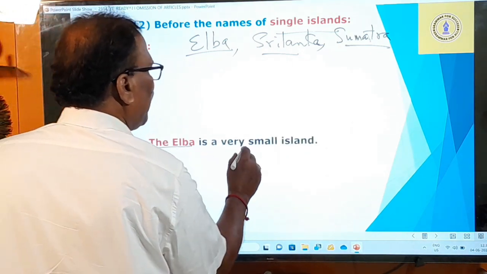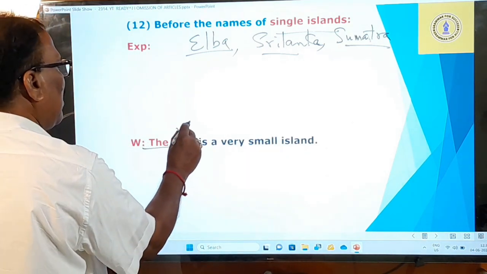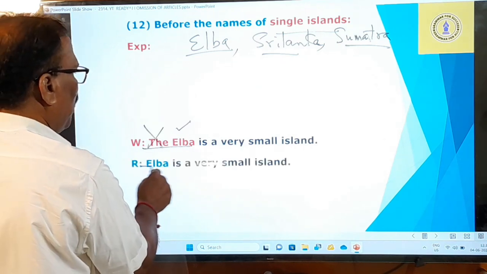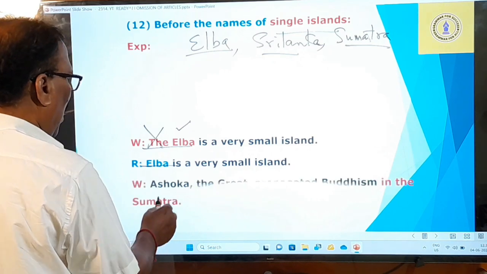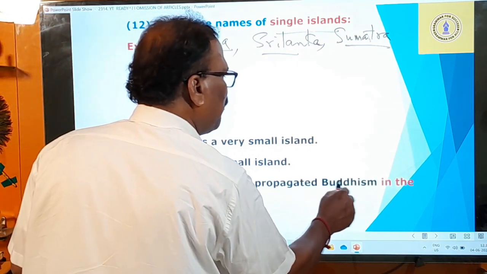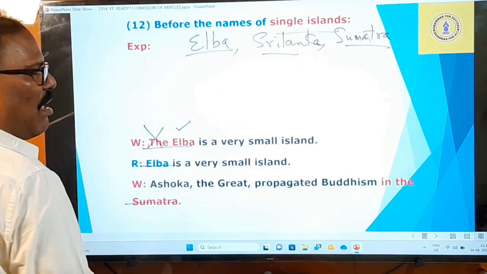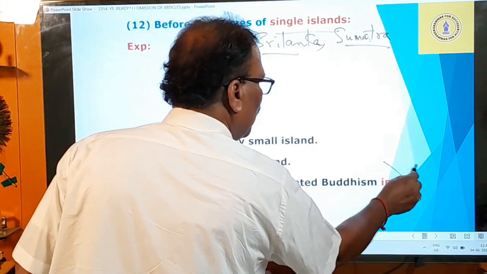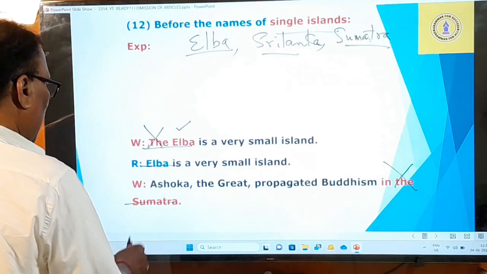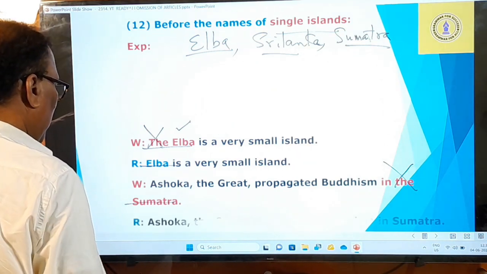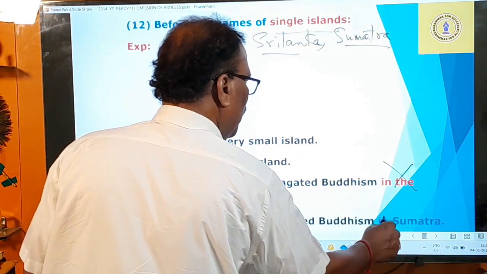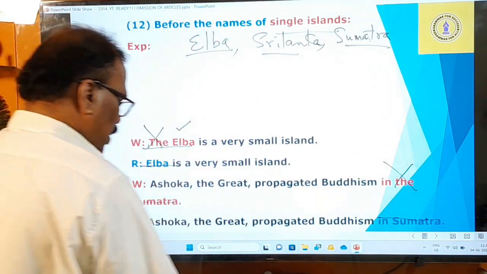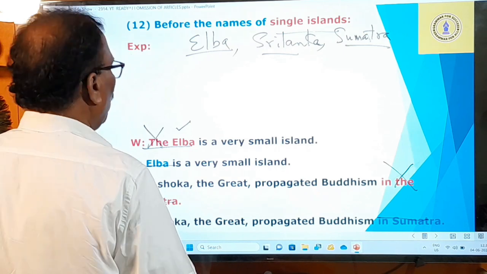The Elba is a very small island. You cannot say that, it's the name of a single island, therefore, no article. So therefore, Elba is a very small island, right? Ashoka the Great propagated Buddhism in the Sumatra. Sumatra is a small island. Before that, you should not use any article. So the right sentence is: Ashoka the Great propagated Buddhism in Sumatra. It is like that. Okay, now let's go to the last rule.